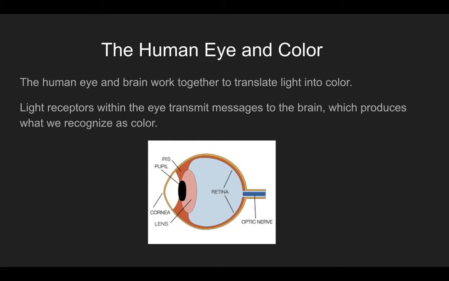The human eye is just amazing. It works together with the brain to translate light waves into colors. So there are light receptive cells in the back of the retina in the eye that transmit messages to our brains, and then we produce color.